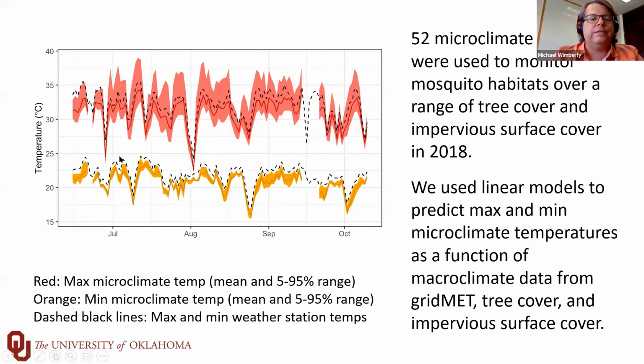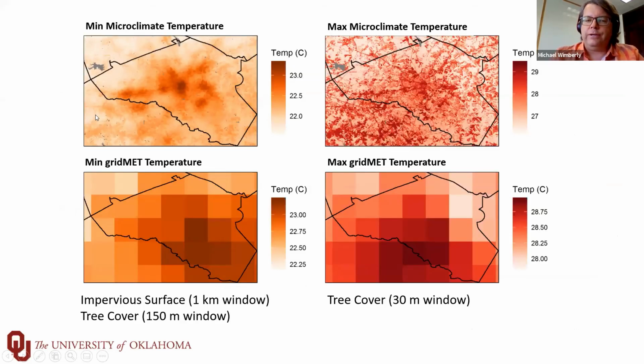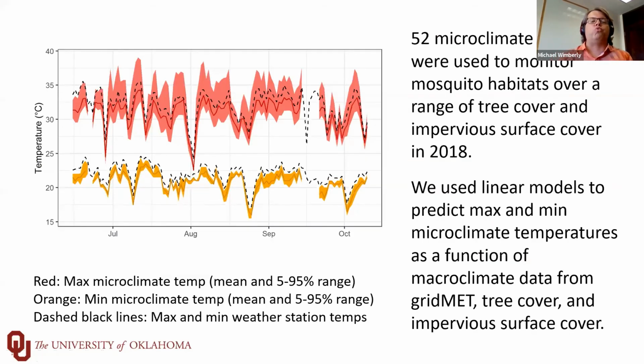This is data from the mosquito season in 2018. The dashed black line is data from the UGA weather station, essentially a rooftop right in the middle of Athens, close to downtown. And the red and the orange is the range of microclimate temperatures that we sampled at these 52 locations.